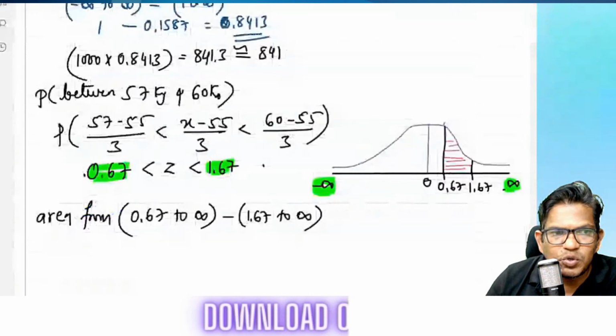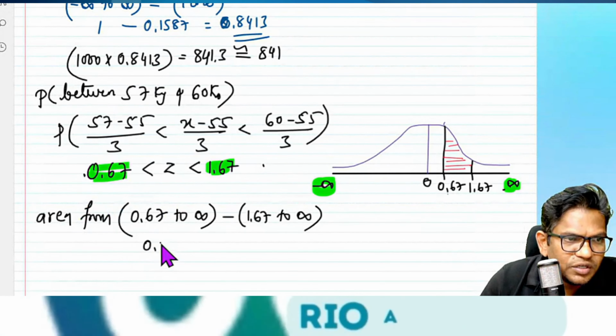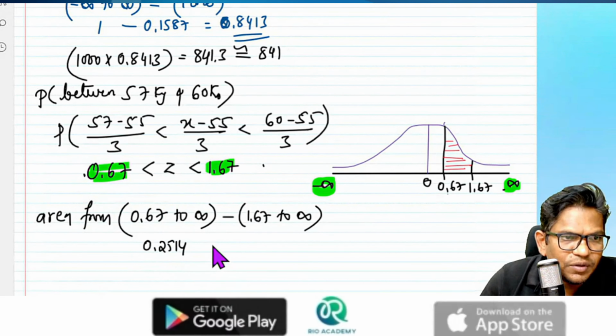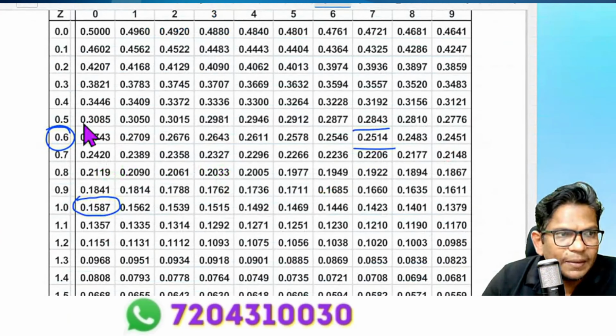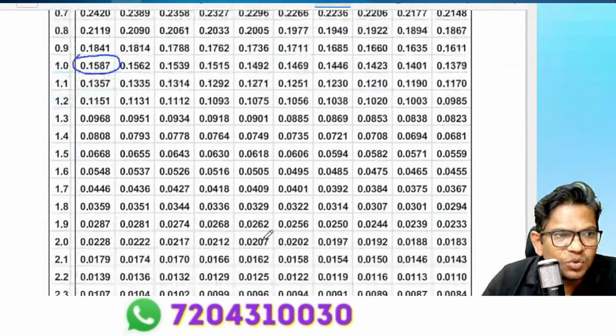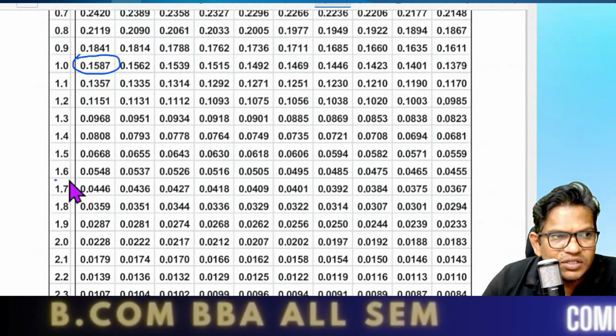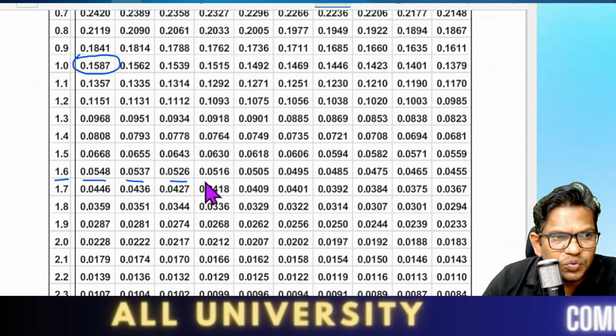0.2514. Minus, what is it? 1.67. So go down here, 1.6, we have 0 1 2 3 4 5 6 7. Correct? Yes, this is the answer, 0.0475.